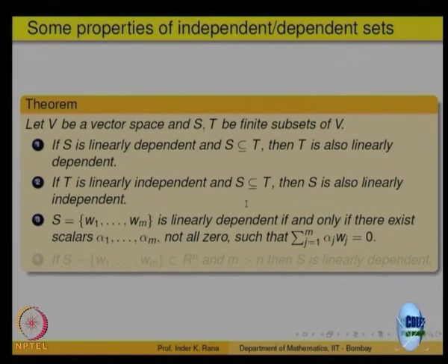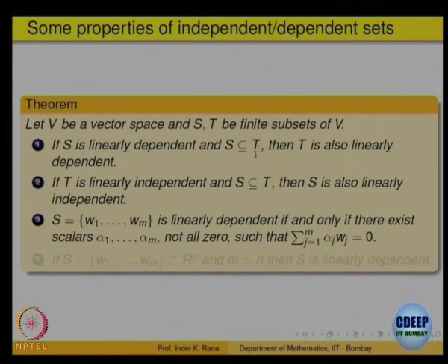Some useful properties of independent and dependent sets. If a set S is linearly dependent and S is a subset of T, then the bigger set also is linearly dependent. Because what does dependent mean? Here, there is a linear combination of elements of S which is 0, but not all coefficients are 0, but elements of S are also elements of T. So, that means there is a linear combination of elements of T which is 0, but one of the coefficients is not 0. So, T is also dependent.